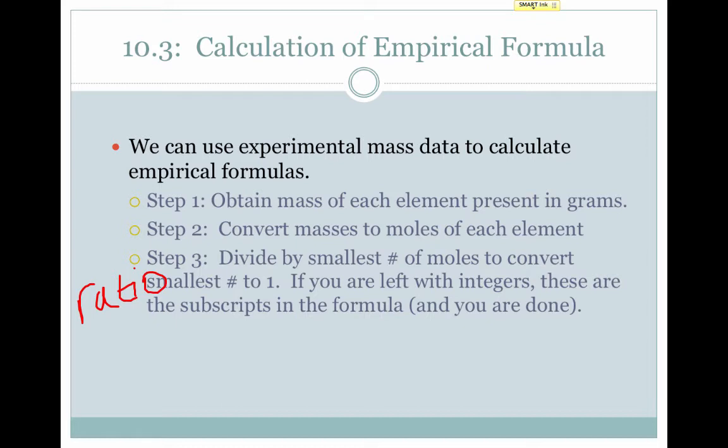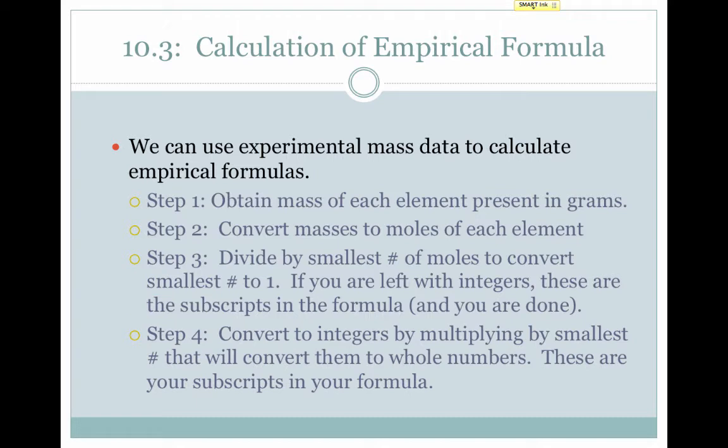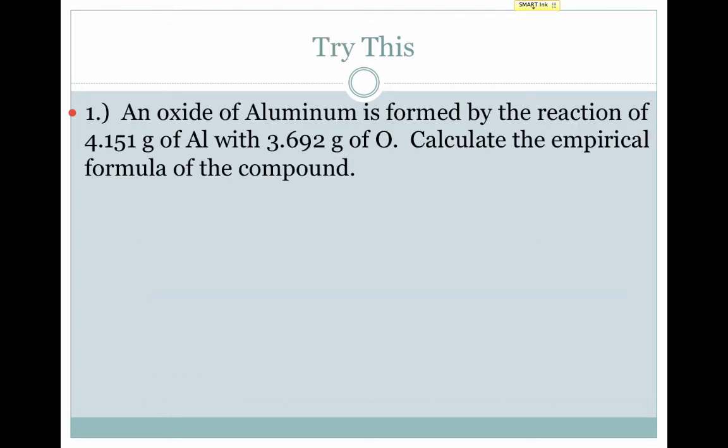This is something we did before when we looked at percent composition. And finally, if you divide by the smallest number and you get something that's not a whole number, you need to multiply so you get whole numbers. You can't end up with a formula with a fraction or a decimal in it. Let's look at an example.